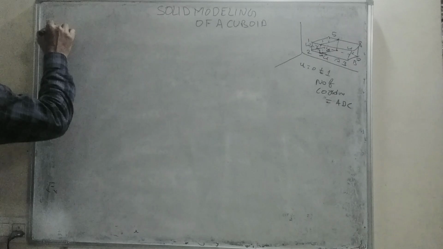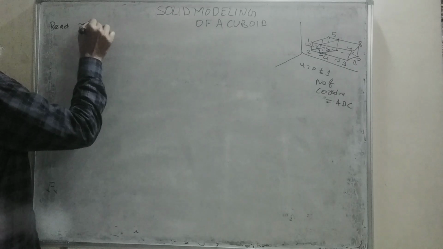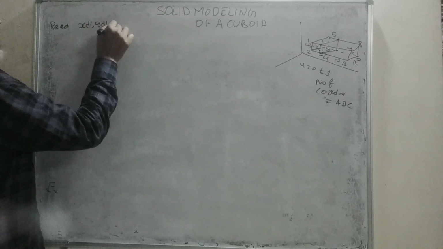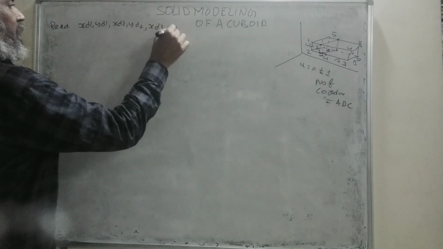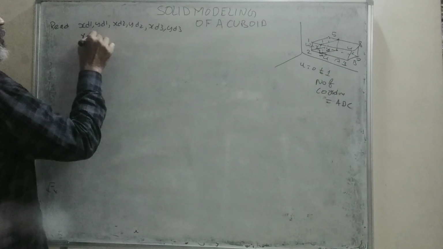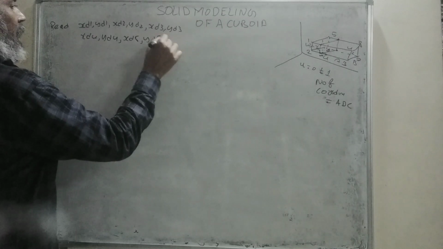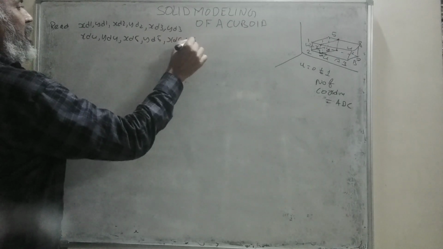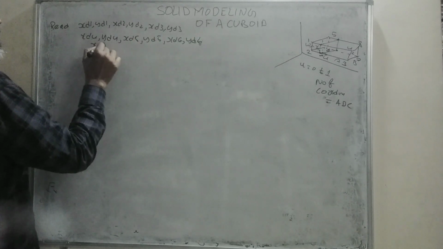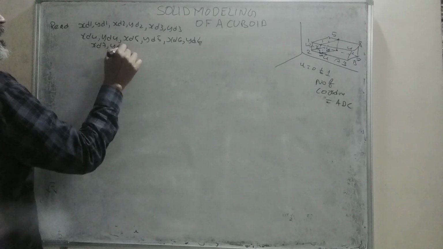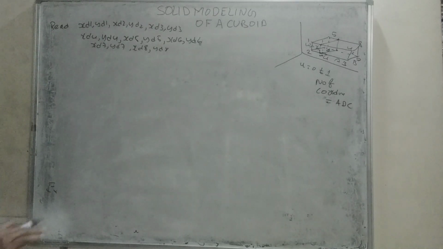So read device coordinates xd1, yd1, xd2, yd2, xd3, yd3, xd4, yd4, xd5, yd5, xd6, yd6, xd7, yd7, xd8 and yd8. They are the 8 corners of the cuboid.